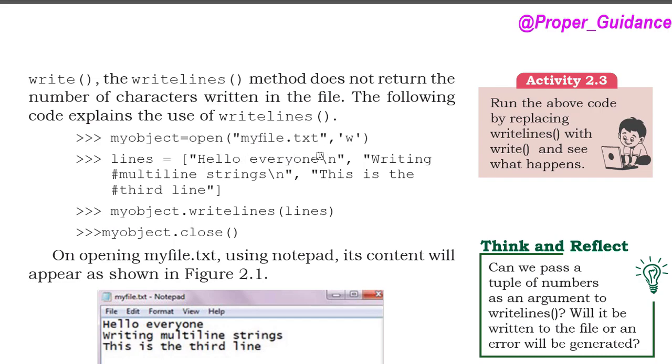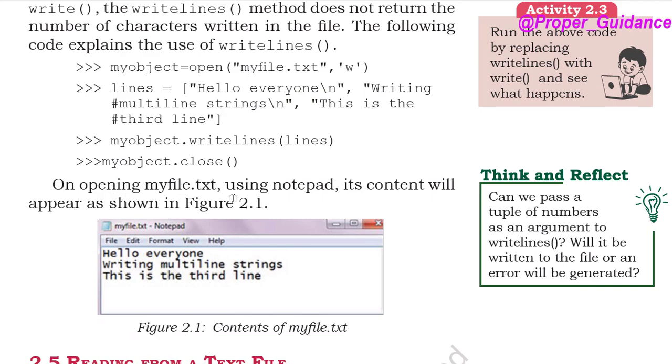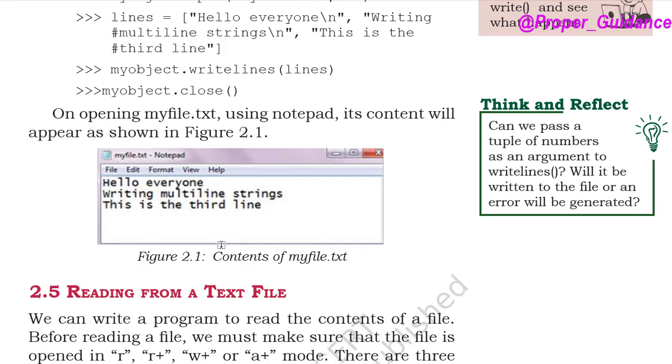myObject = open("myfile.txt", "w"). lines = ["Hello everyone", "Writing multiple strings", "This is the third line"]. myObject.writelines(lines). On opening myfile.txt using Notepad, its content will appear as shown here.